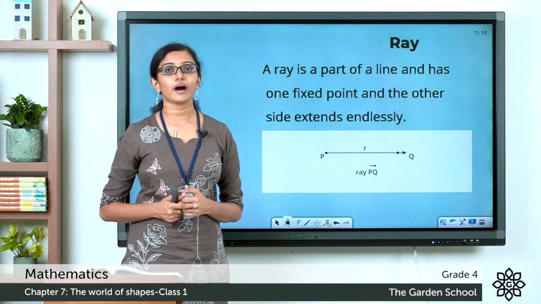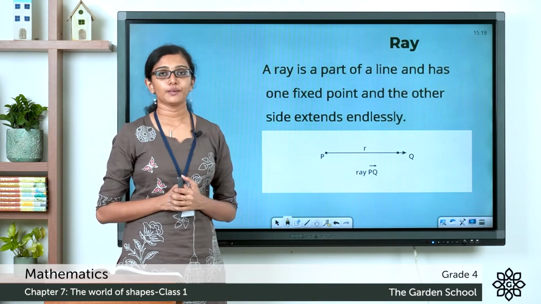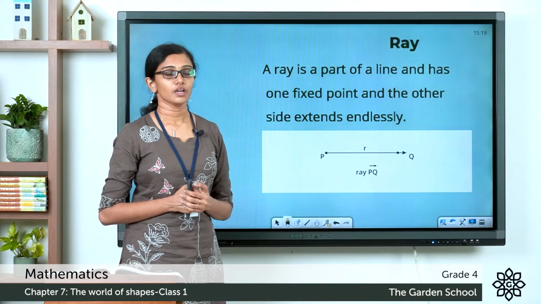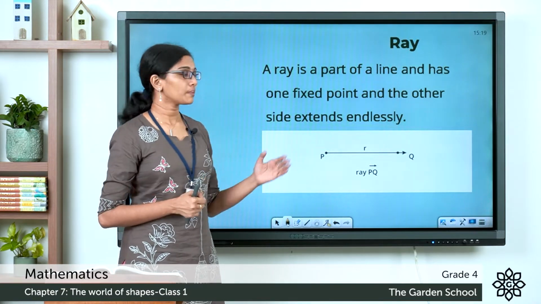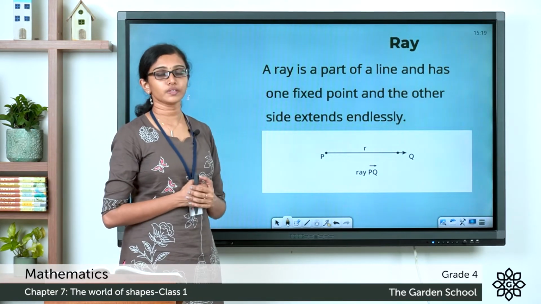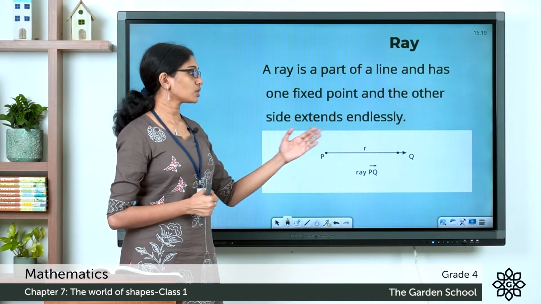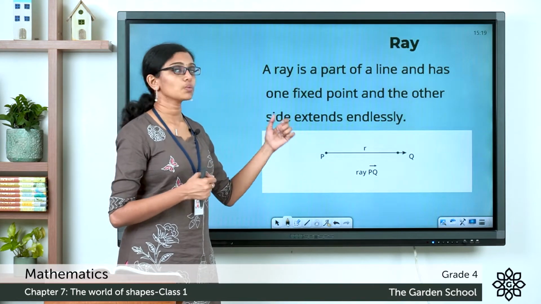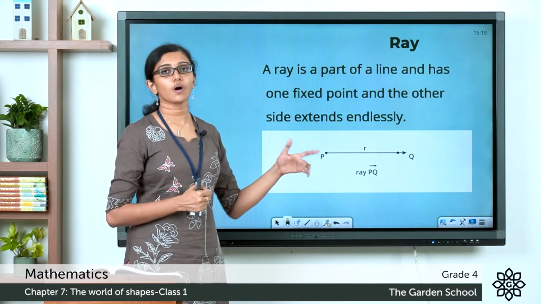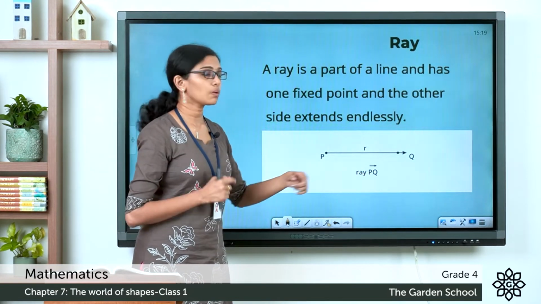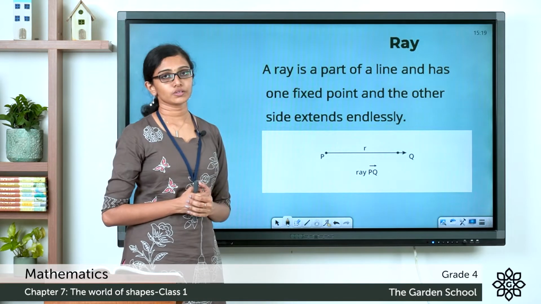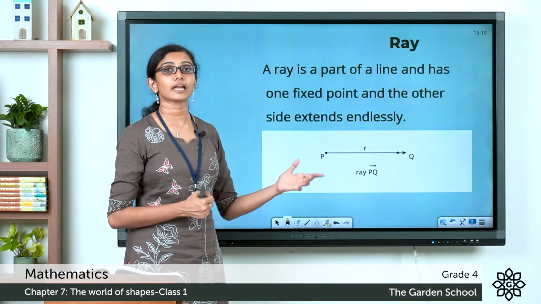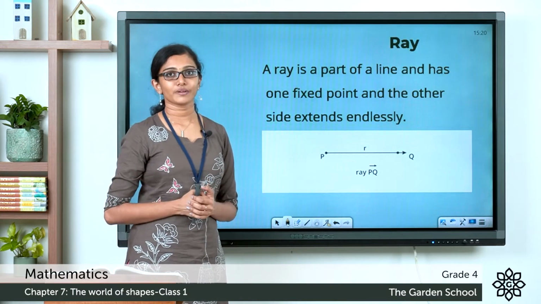A ray is also a part of a line, but it has one fixed end point, whereas the other end is extending endlessly in the other direction. You can see ray PQ here, where P is the starting point or the source of the ray and it is a fixed point, and Q is another point on the ray. So when you name a ray, you name it with the starting point and some other point on the ray. You see the symbol here, a one-sided arrow. This is the symbol that we use to denote a ray. It means it is fixed at one point and the other end is extending endlessly in the other direction. Hope you are clear with this.